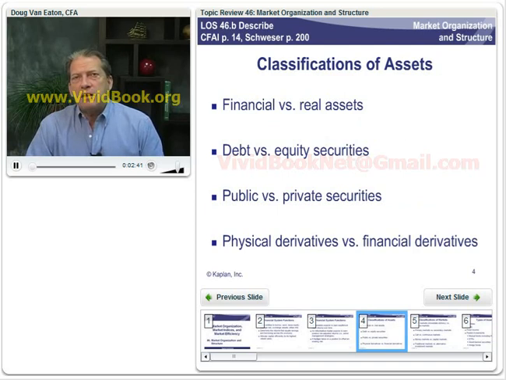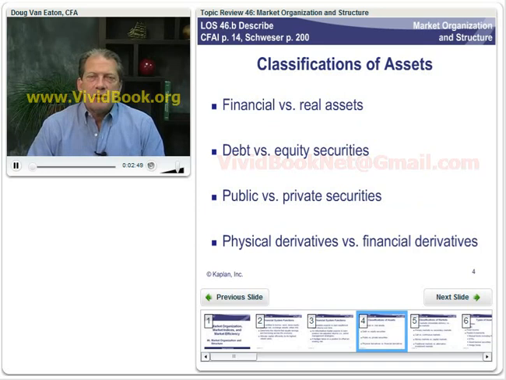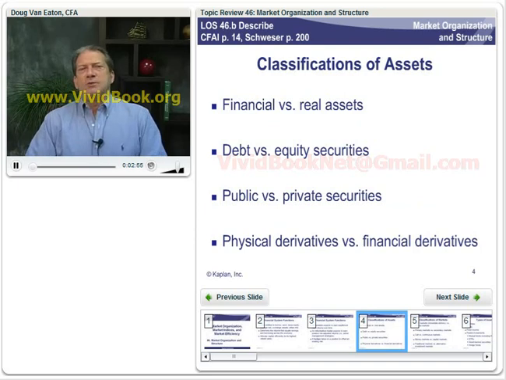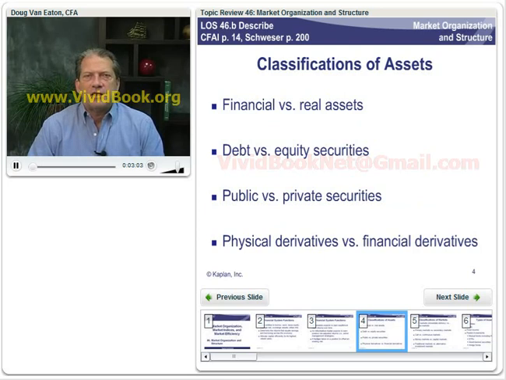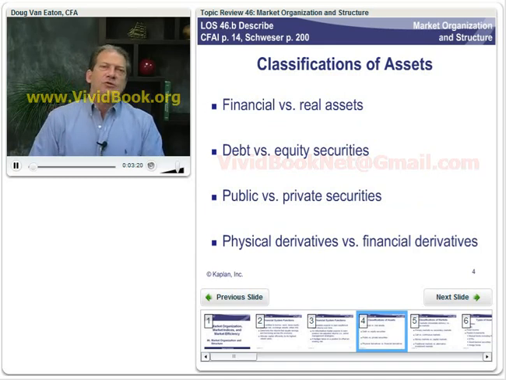We need some terminology for the classifications of assets. We've got financial versus real assets. Well, real assets are physical assets like machinery and trucks and locomotives and factories and things like this, whereas financial assets are, well, they used to be pieces of paper, but they're not even that anymore, are they? They're just electronic entries somewhere. So our bonds and stocks and preferred stocks and certificates of deposit and all that are classified as financial assets. We can differentiate between debt and equity securities, between bonds and stocks, although there's a little overlap, and we have some hybrid securities that have some of the characteristics of both.